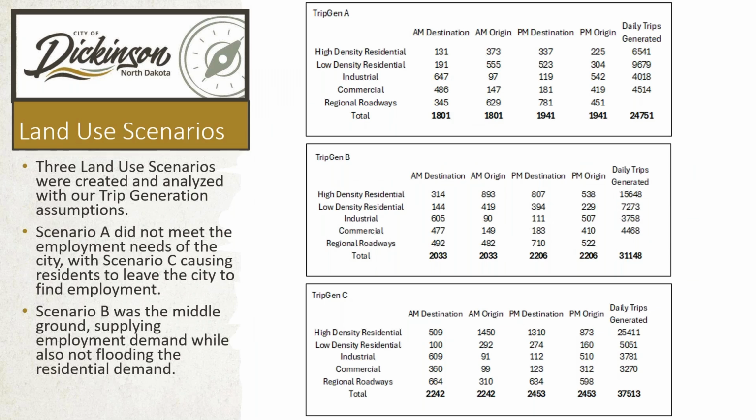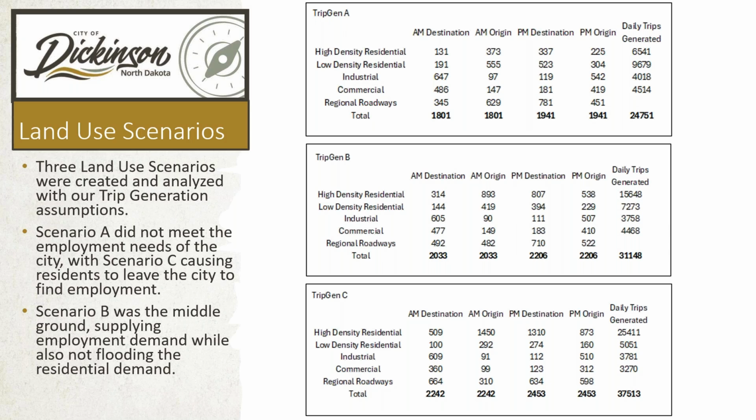So we had 3 scenarios that our transportation planning team got us with different acreage for each land use in each zone. So scenario A did not meet the employment needs of the city, which we see currently in the city. So you can see that in Trip Gen A, along the regional roadways, we had to add a lot more vehicles going into the city in the AM and leaving the city in the PM, which implies that the employment needs were not met.